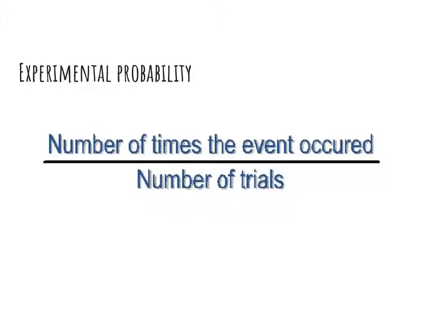Okay, experimental probability is the number of times that the event actually occurred over the number of trials that were done. So that one, experimental probability is what actually happened. So the number of times that the event actually occurred over the total number of trials, whereas theoretical probability is what should happen over what could happen.